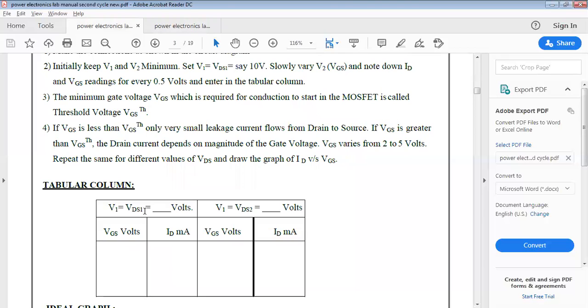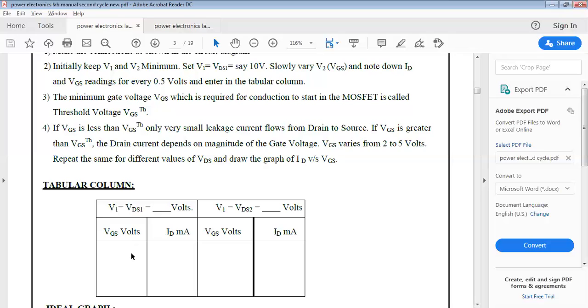So for the first, VDS1, I will adjust the voltage such that it is equal to 10. And for the second set of readings, I will make it equal to 1. I will change the voltage to a different value and take the same readings. That is, I will increase the voltage between gate and source in steps of 0.5 volts and take the reading of current through the drain, that is ID in milliamps.